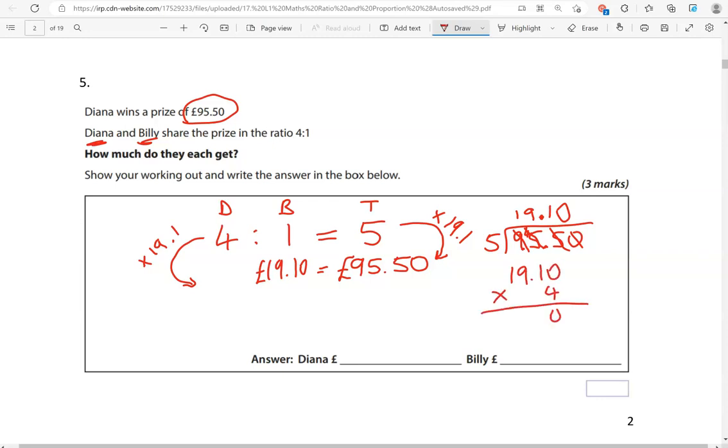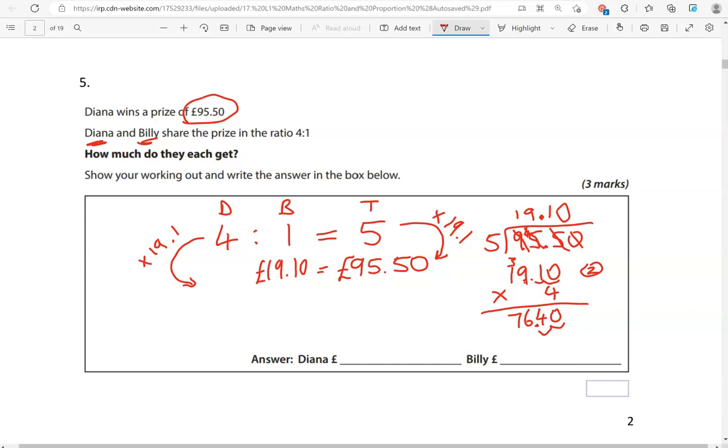Four times 0 is 0. 4 times 1 is 4. 4 times 9 is 36. So 6 down and 3 carried over. 4 times 1 is 4, and the 3 is 7. First number has 2 digits after the decimal point, or 2 decimal places. Whereas 4 doesn't have any decimal places because it's a whole number. So that means in total we're going to give the answer 2 decimal places. So going backwards, 1, 2. So that's where the decimal point will go.